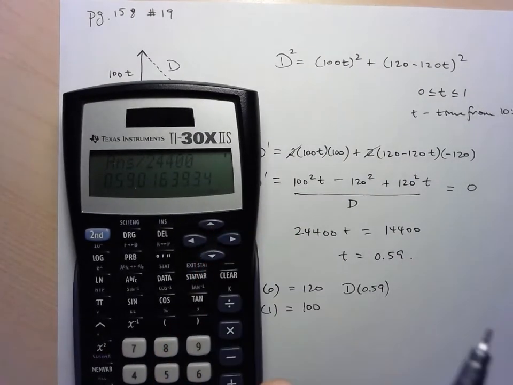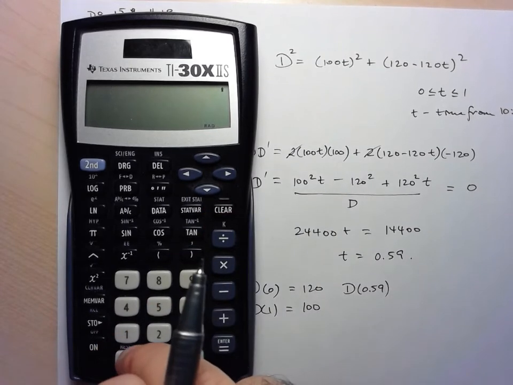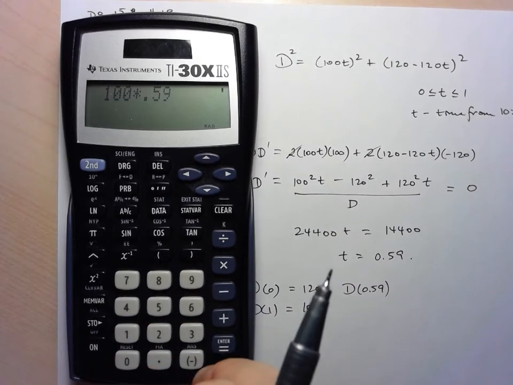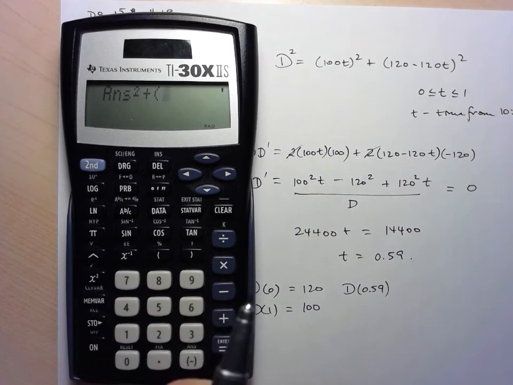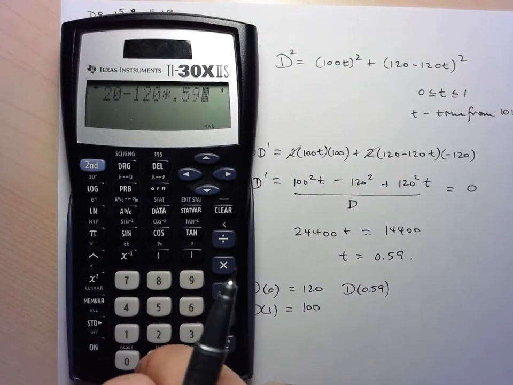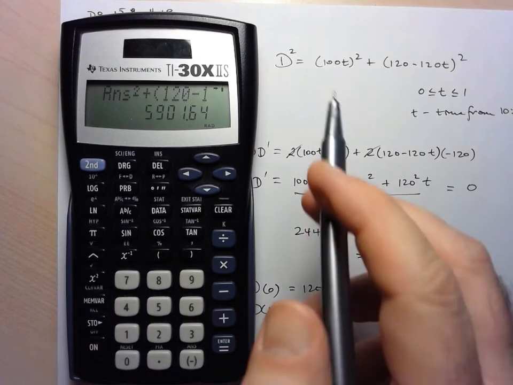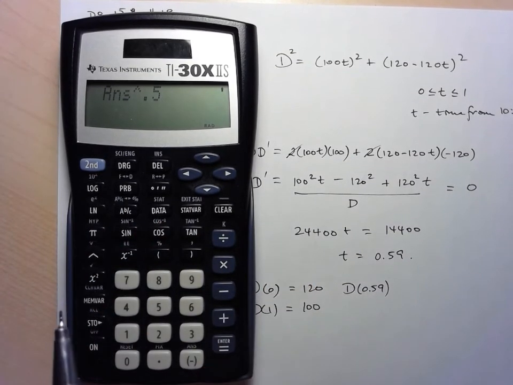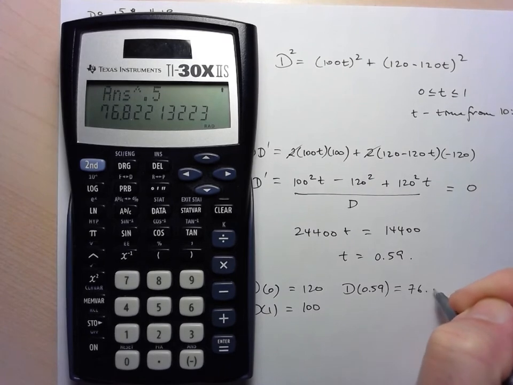Okay, so here I will get out my calculator. So we've got 100 times 0.59. Okay, I'll square that. Okay, plus 120 minus 120 times 0.59. Okay, and we'll square that. Okay, and then we have to take the square root of that because we want the actual distance. Okay, and 76.8. That is indeed the smallest.